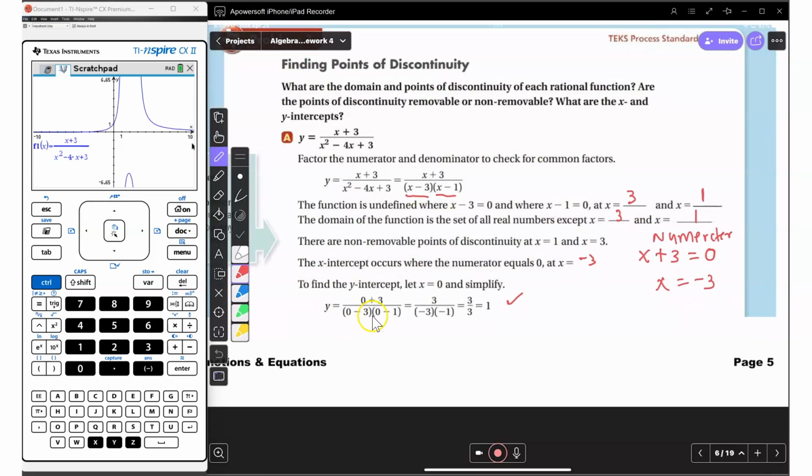So the y-intercept is 1. I went ahead and graphed the function x plus 3 divided by x squared minus 4x plus 3. And you notice at x equal 1, we do have a vertical asymptote. And we also have a vertical asymptote at x equals 3. How do I know? Because it's undefined there. Now, if you wanted to look at the table, you see how at x equal 1 it's undefined, and at 3 it's undefined. Okay, and we also see that the y-intercept is at 0, 1. So we go up at 0, 1.